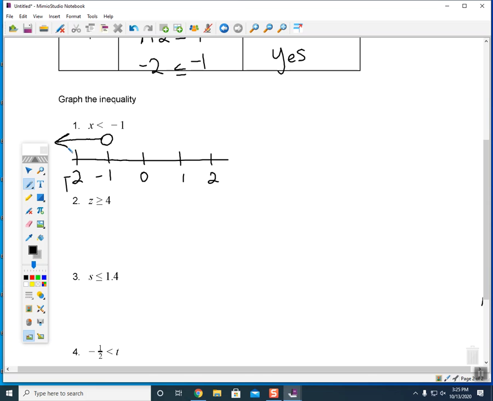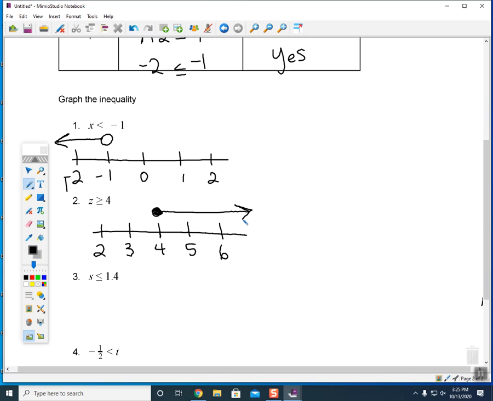Next one, this says that z is greater than or equal to 4. So if I've got this number line here, let's do 2, 3, 4, 5, 6. Am I including 4 in this? Yes, I am. So I'm going to do a closed dot here. Z is greater than or equal to 4, so my arrow is going to be pointing to the right.